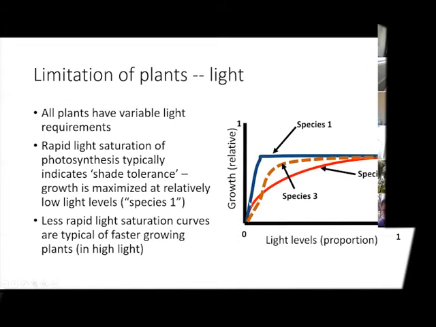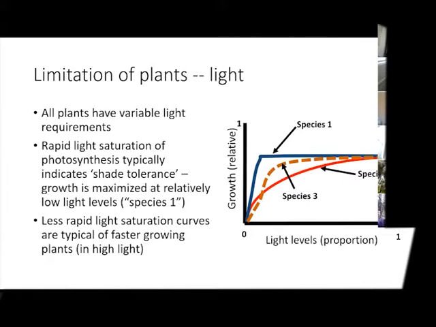So species one reaches a light saturation level really fast, whereas these other two species are more gradual. The second species is much more gradual, and the third species is intermediate between the two. What this means is that in this graph, everything is reaching the same maximum growth rate, but species one reaches its maximum growth rate really fast, species two is slow, and species three is in the middle. And this is true in a sense.